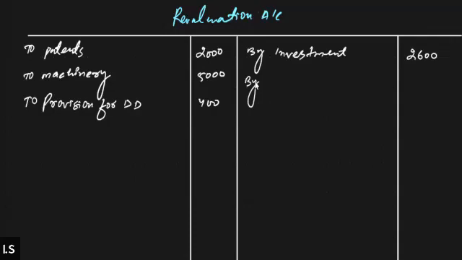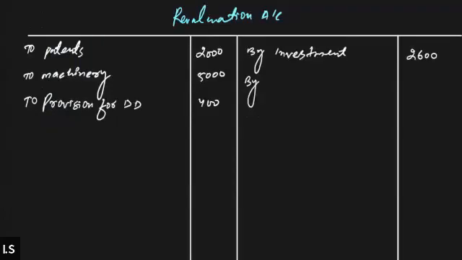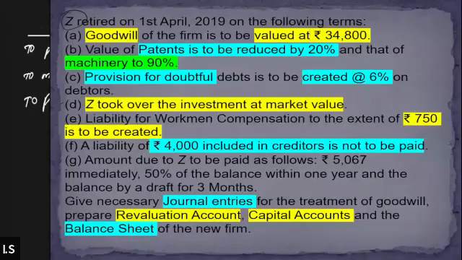See, 4,000 is not required to be paid anymore. That is what the question is saying. So that was a liability, but since creditors are not required to be paid, that means there is a reduction in the value of the liability, and therefore we will record this on the credit side. So by creditors, 4,000, right? Okay. Yes, sir.